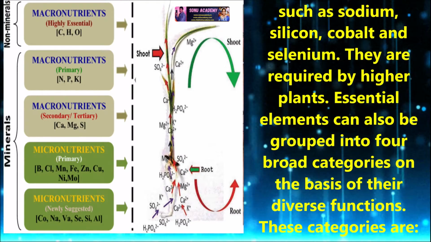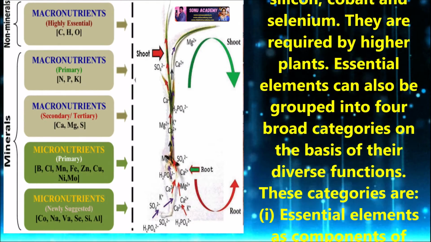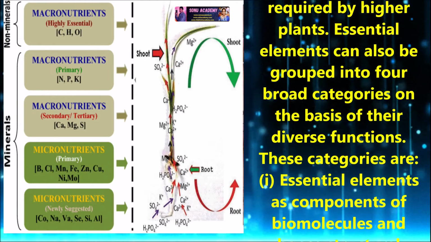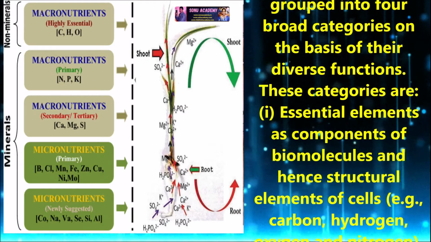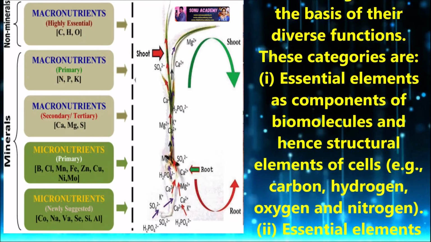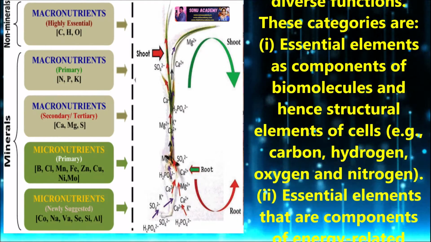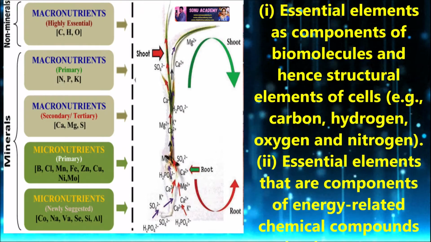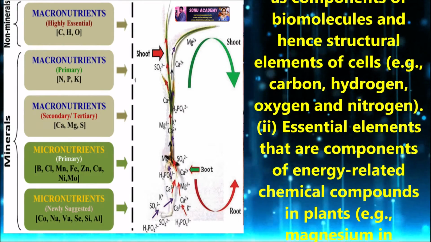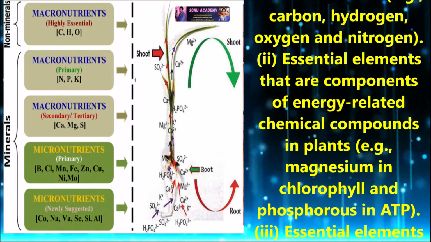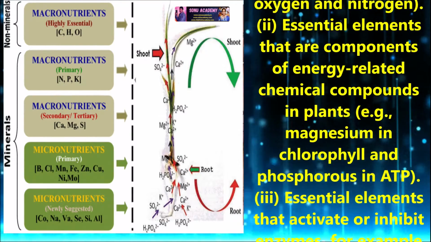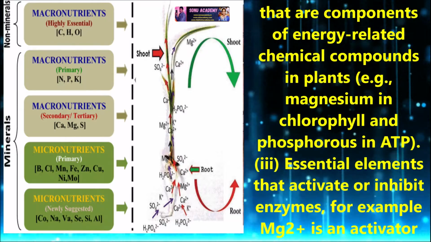Essential elements can also be grouped into 4 broad categories on the basis of their functions. These categories are: essential elements as components of biomolecules and hence structural elements of cells. Examples are carbon, hydrogen, oxygen and nitrogen. Essential elements that are components of energy related chemical compounds in plants, like magnesium in chlorophyll and phosphorus in ATP.